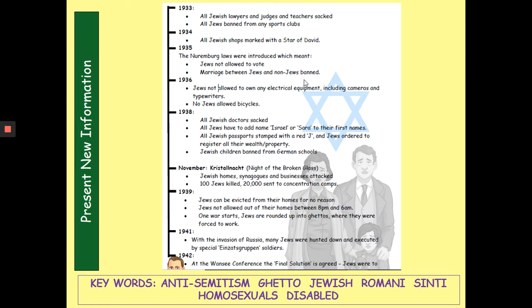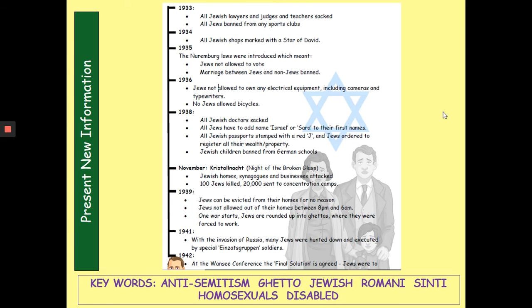1935, something called the Nuremberg Laws were introduced, which meant that Jewish people were not allowed to vote despite participating in the society. They're not allowed to have a say in the way that society is run. Marriage between Jewish people and non-Jewish people is banned under the Nuremberg Laws. 1936, Jewish people not allowed to own any electrical equipment, including cameras and typewriters. No Jewish people are allowed to have or ride bicycles.